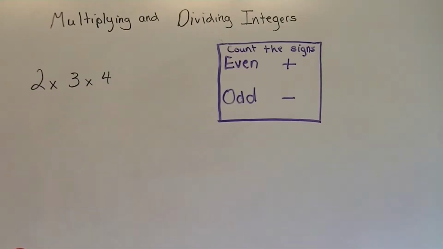Hi, welcome to multiplying and dividing with integers. Let's take a look at this problem. We have 2 times 3 times 4. Well, 2 times 3 is 6 and 6 times 4 is 24.